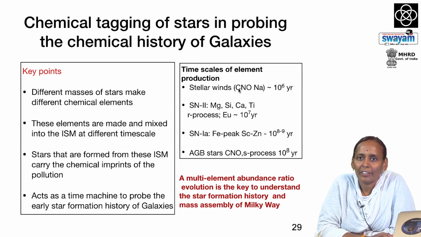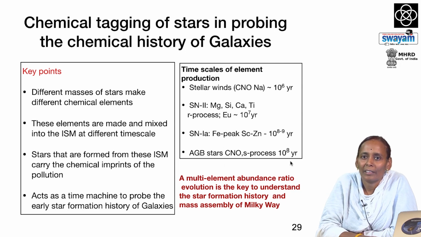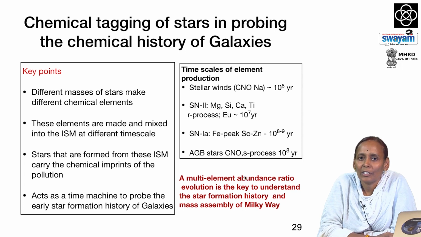And here we have given the time scales. Stellar winds from massive stars produce carbon, nitrogen, oxygen and sodium at about 10^6 years, type II supernovae make elements at a time scale of 10^7 years, AGB stars make their elements at 10^8 years, and type Ia supernovae at about 10^9 years. So multi-element abundance ratios are key to understanding the star formation history and the mass assembly of the Milky Way.